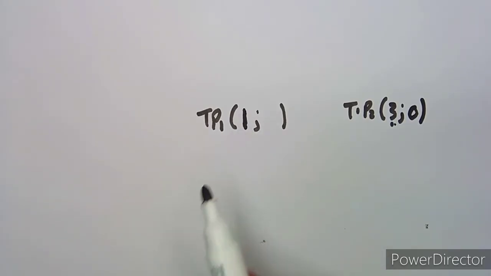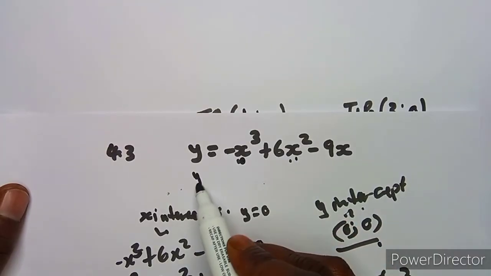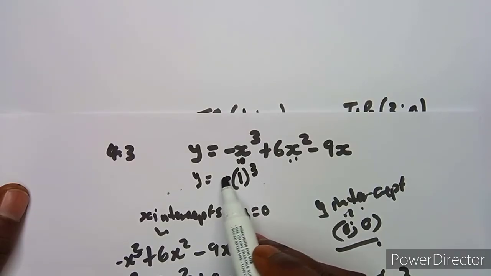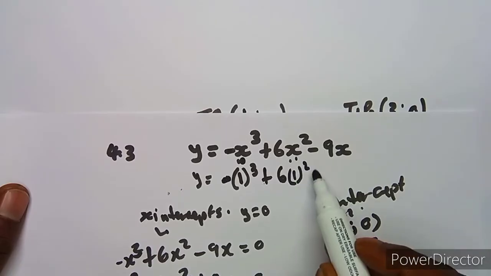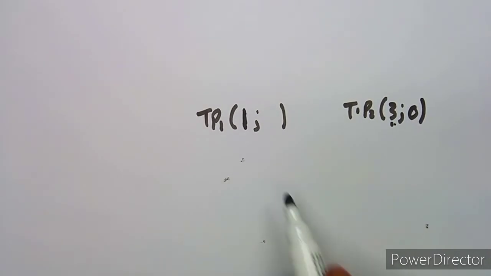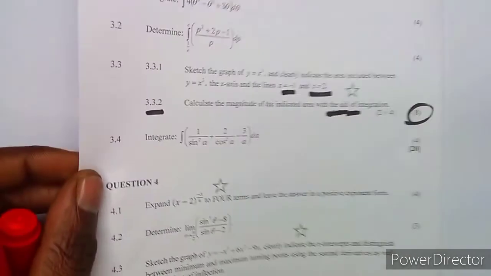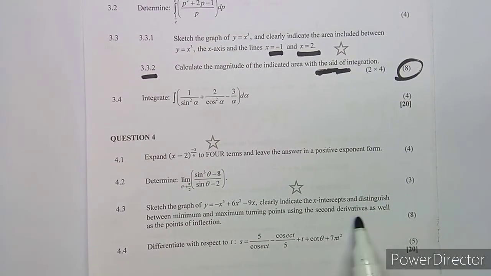When x is equal to 1, you substitute back into the original equation. So y is going to be minus 1 in a bracket, with this minus outside of the bracket like this, plus 6 into 1 squared minus 9 into 1. So you're going to obtain negative 4. So this is our turning point. So we've got this turning point and this turning point. But we are told that we are supposed to distinguish these using the second derivative. So how are we supposed to distinguish using the second derivative?